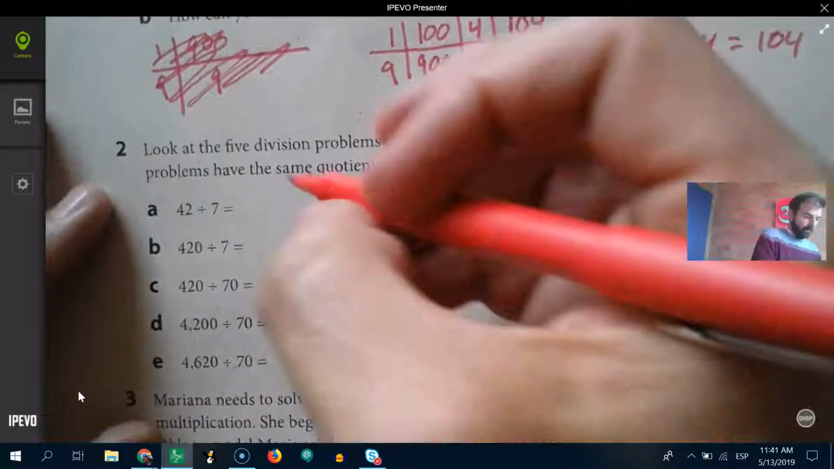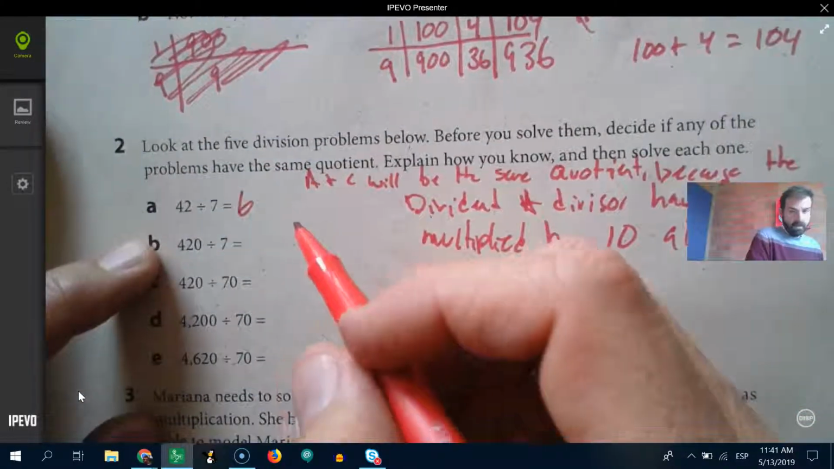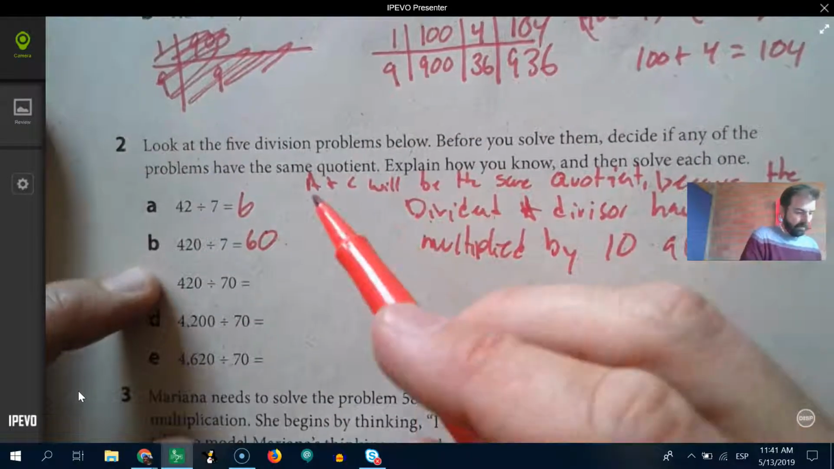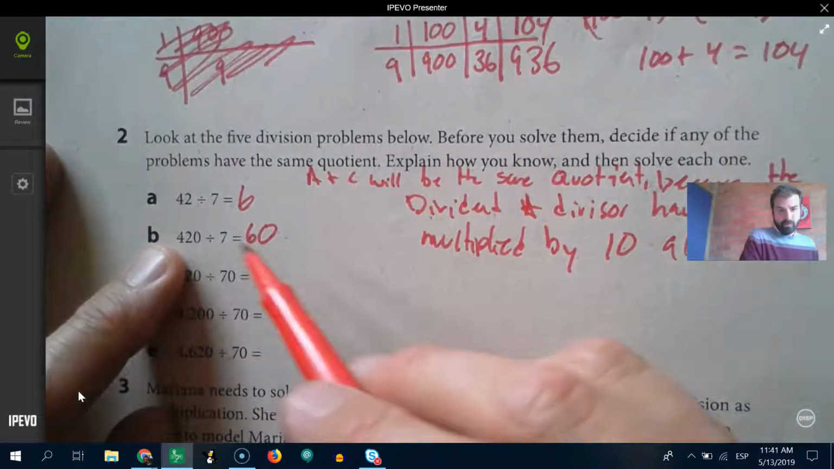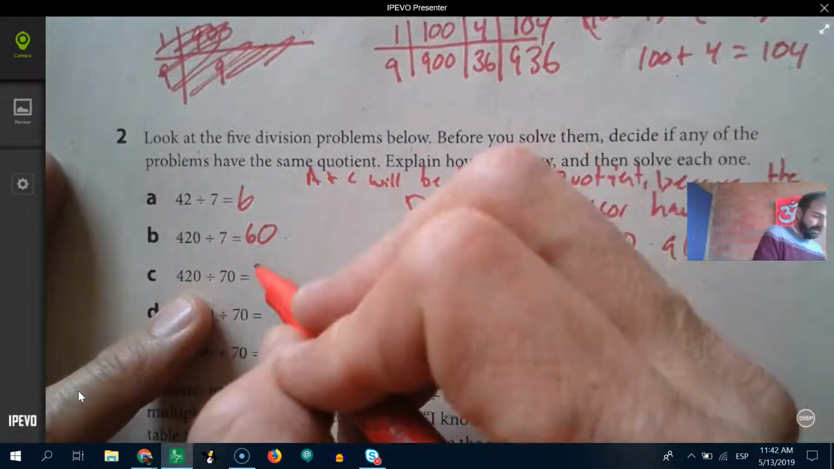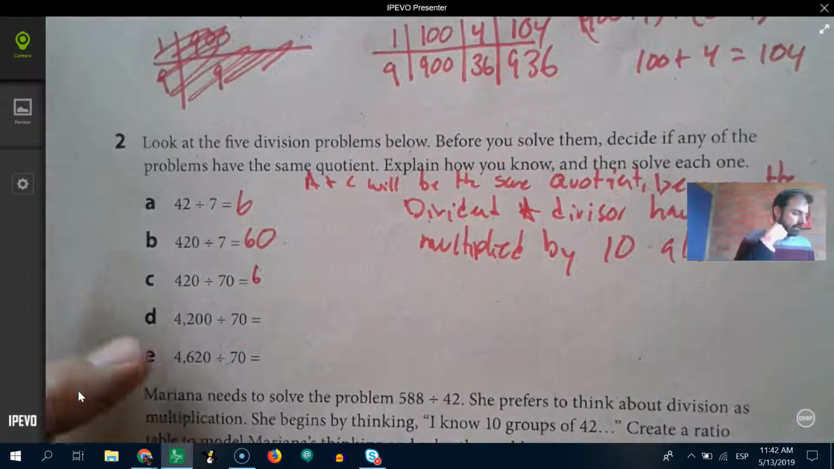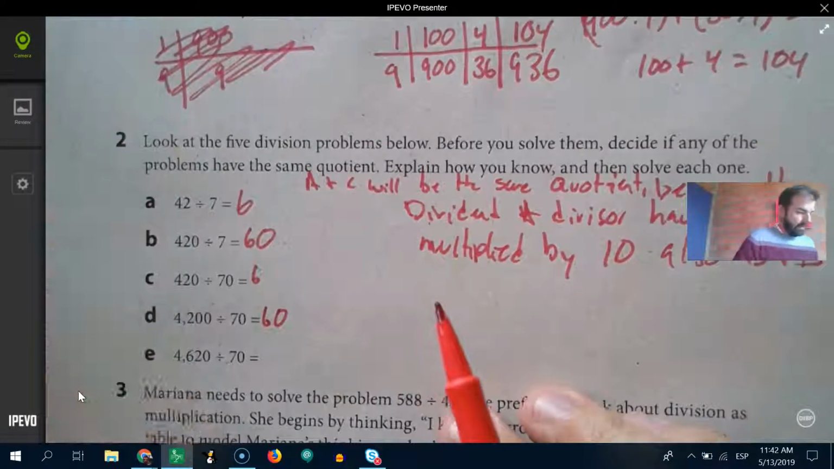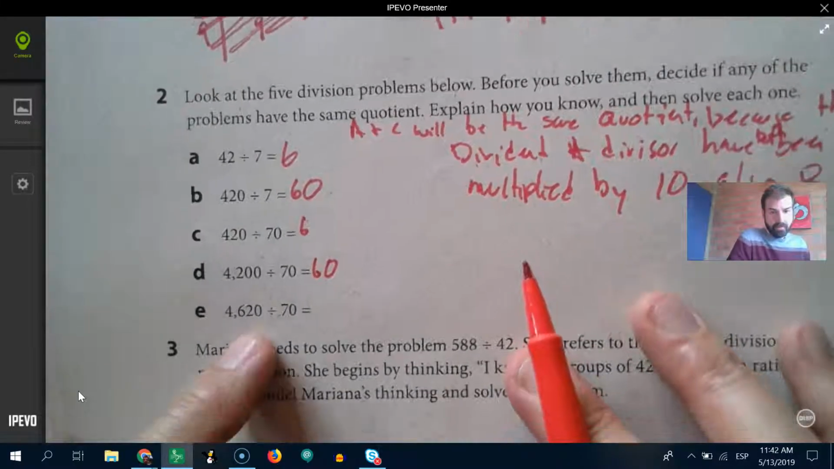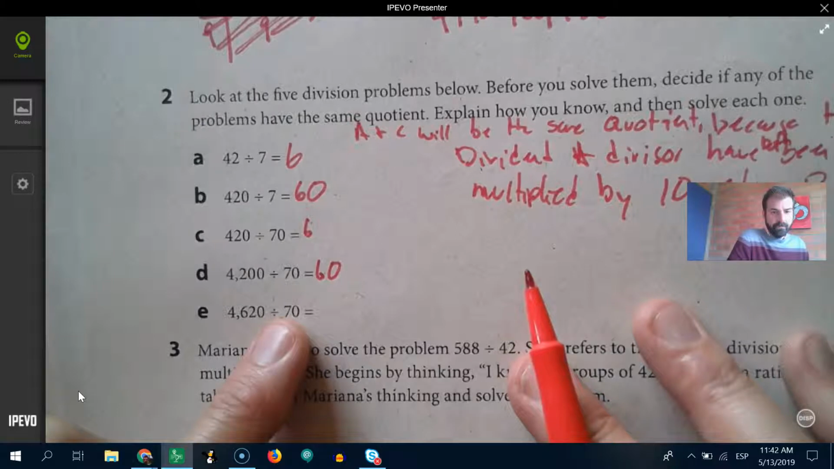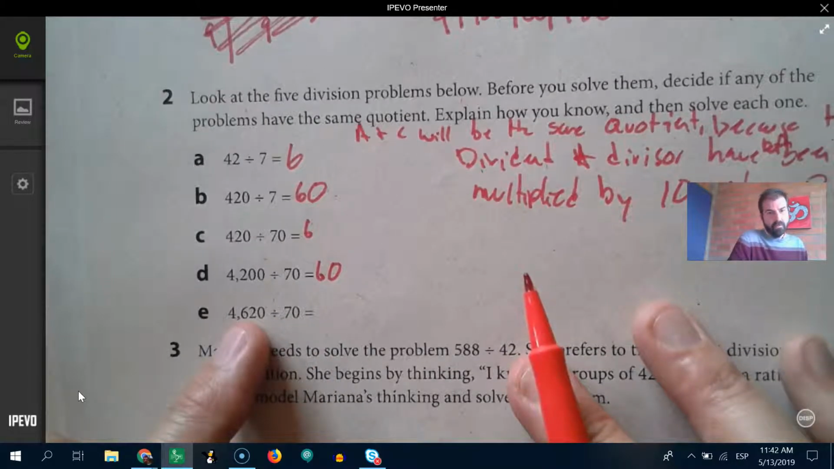Alright, 42 divided by 7 is 6. That means 420 divided by 7 is going to give me 60, because this is 10 times more. 420 divided by 70, again that would be 6, because 6 times 70 is 420. 4,200 divided by 70 would be 60. And now it's asking me for 4,620 divided by 70, sorry, 462 divided by 7.